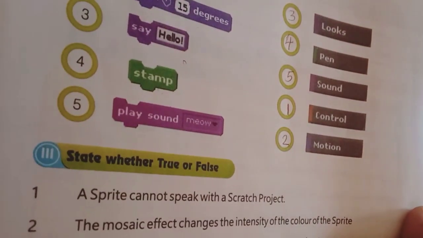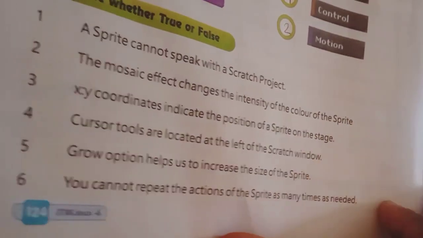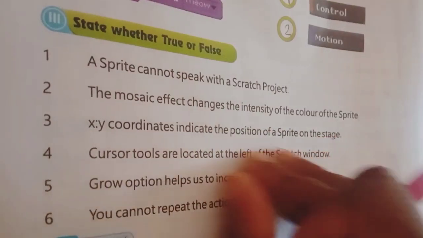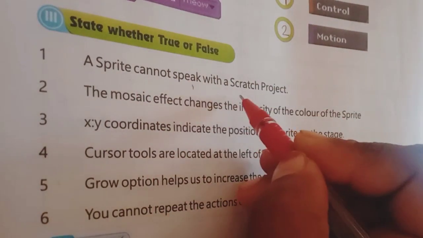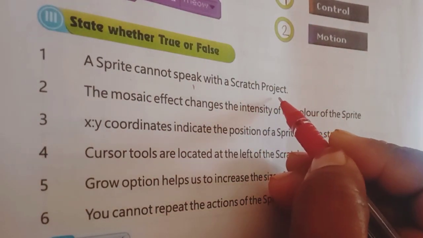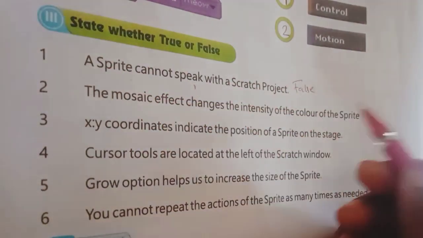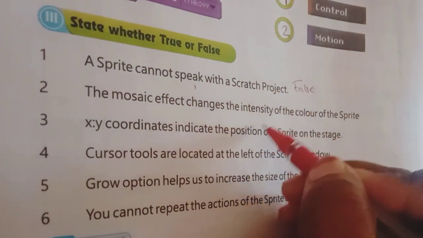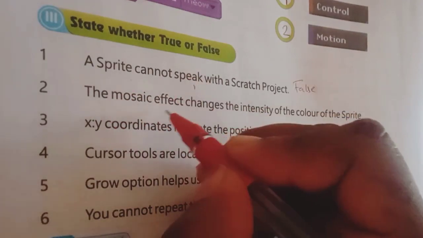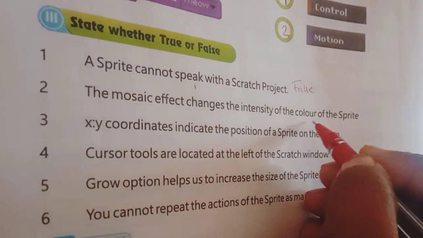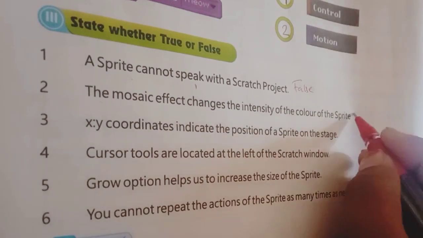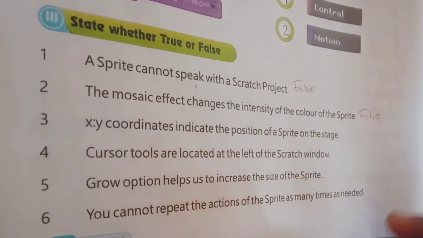Next one, state whether true or false. A sprite cannot speak with a scratch project. False. A sprite can talk with a scratch project. The mosaic effect changes the intensity of the color of the sprite. No, it is false. It is not the mosaic option.